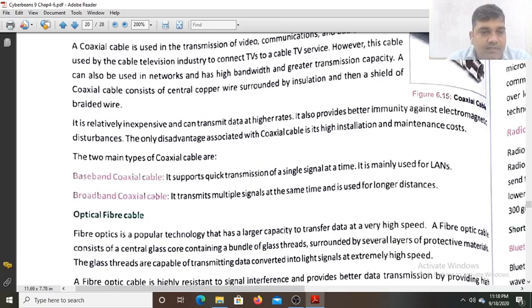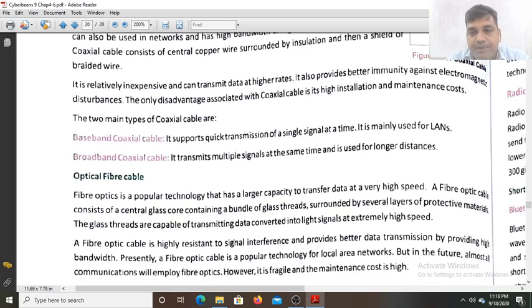Optical fiber cable. Fiber optics is a popular technology that has a larger capacity to transfer data at a very high speed. The data transmission speed is also very high in comparison to the coaxial cable. A fiber optical cable consists of a central glass core containing a bundle of glass threads inside it, and it is surrounded by several layers of protective materials. The glass threads are capable of transmitting data converted into light signals.